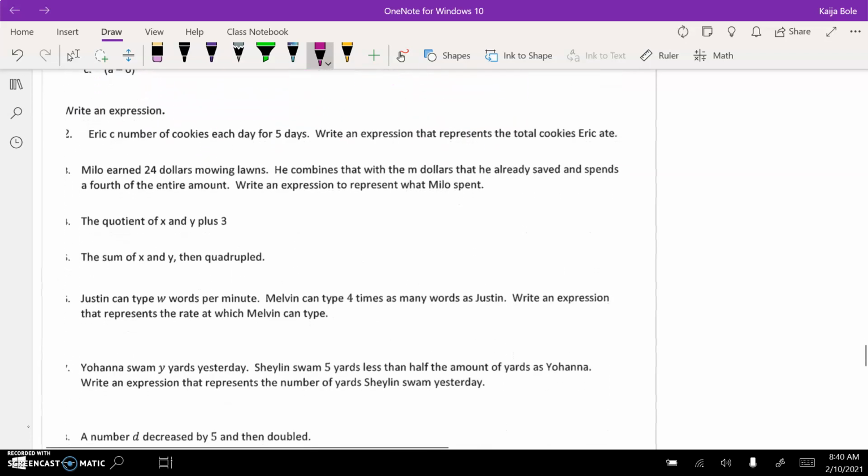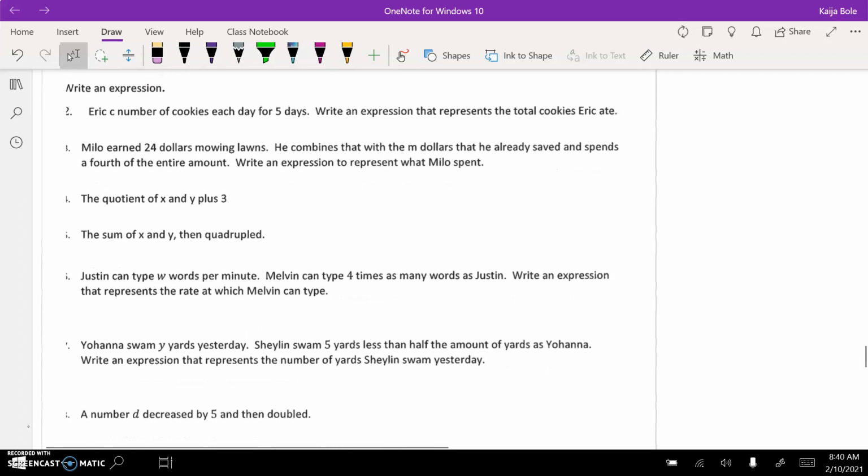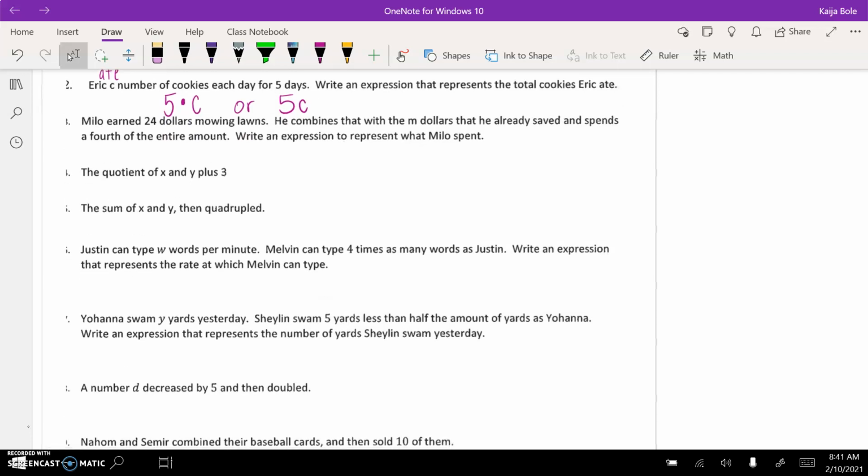Now, on the bottom, you're writing the expression, but they're not just the usual ones you've been seeing. These are more realistic expressions. Number 2 says Eric ate the number of cookies each day for 5 days. Write an expression that represents the total cookies Eric ate. Well, if he ate C cookies for 5 days, that would be 5 times C, or you could write it as 5C. All right, so that one's a tricky one because of the typo.